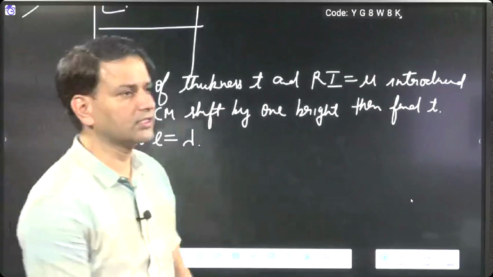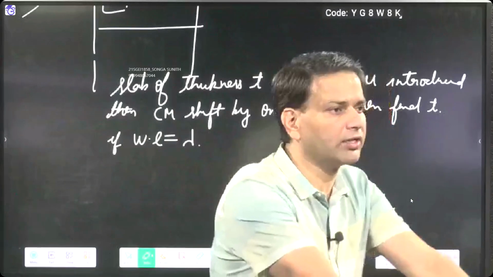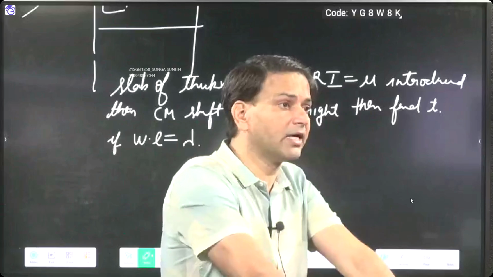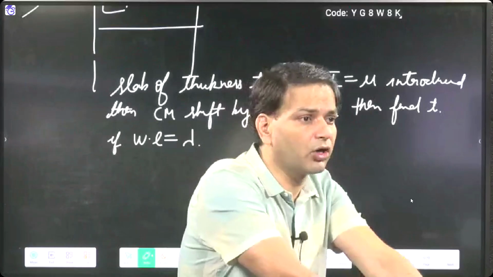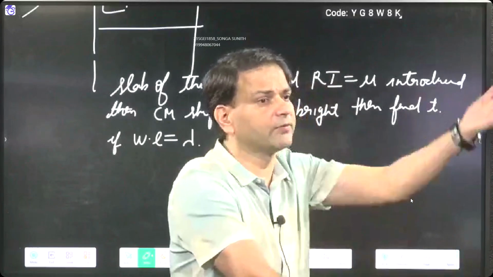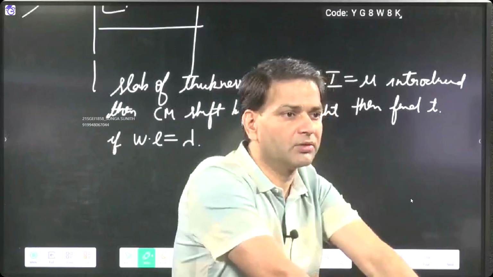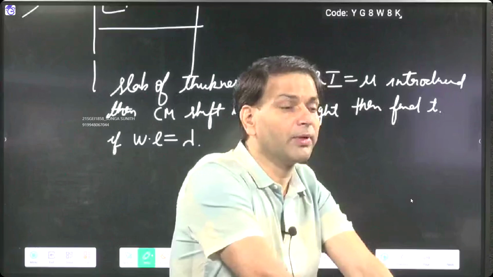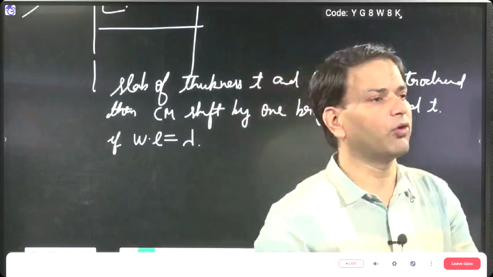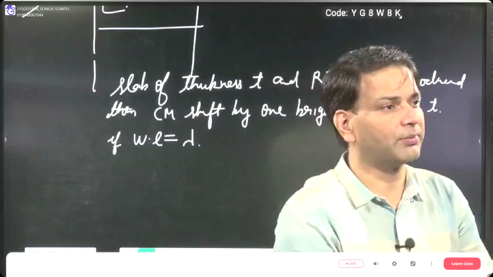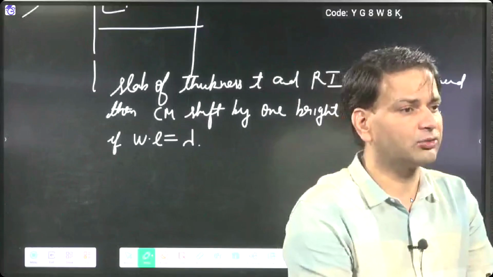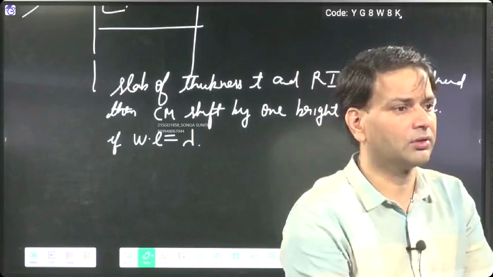When we put the slab in front of one of the slits, what is happening? An extra path is coming in that slit, so the central maxima will not be at the bisector. It will shift towards the slit in front of which we have introduced the slab. For the fifth minima, the path difference is (2n minus 1) lambda by 2, so I took 2 into 5 minus 1.